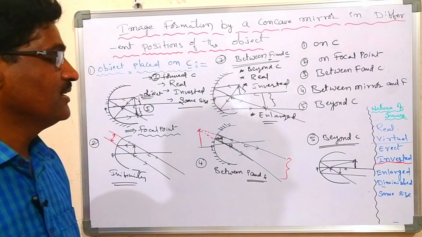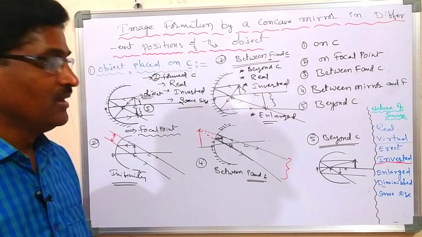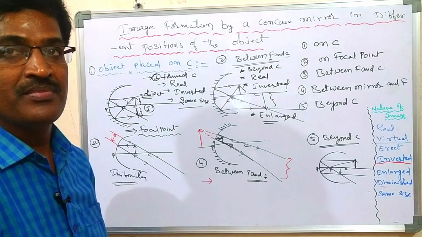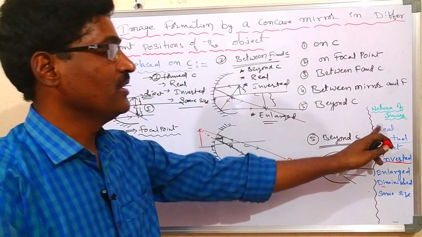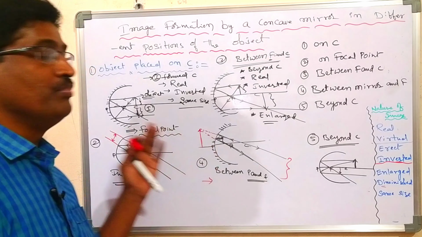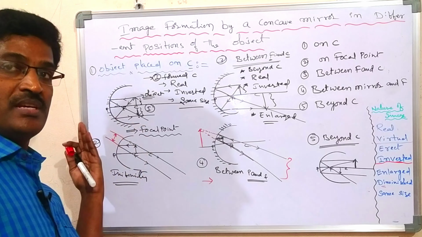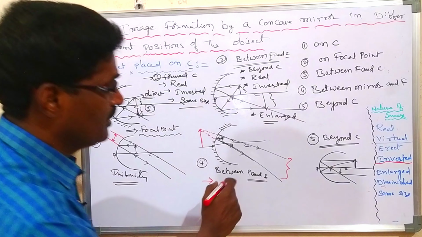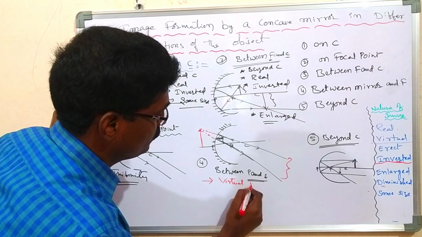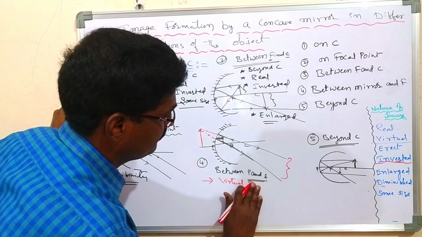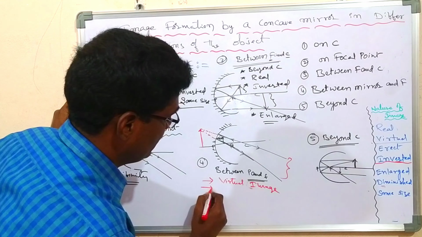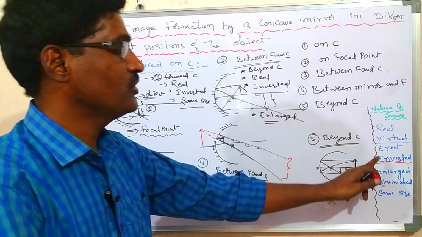Now you have to write the nature of the image. Tell me, is it real or virtual? Which image is it? Real or virtual? It is behind the pole. Where is it formed? Behind the mirror, outside, it is formed. That's why this is a virtual image. Virtual image.